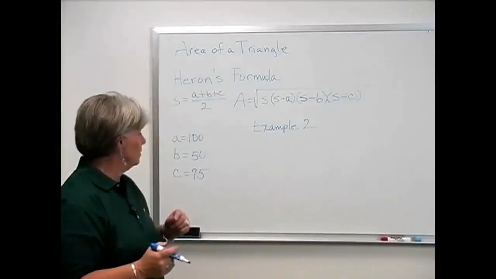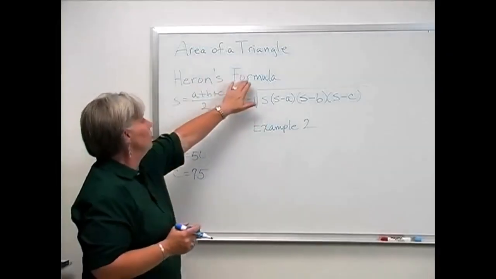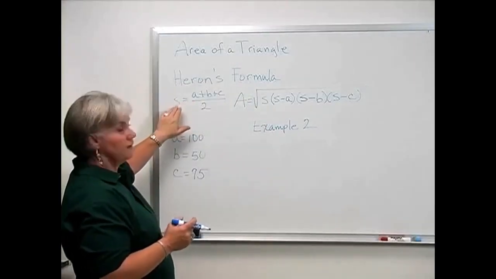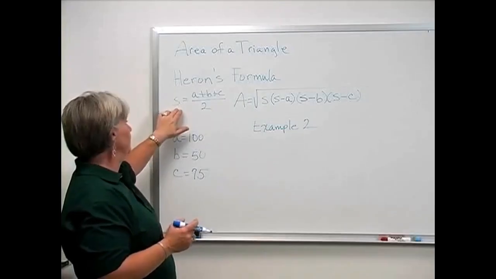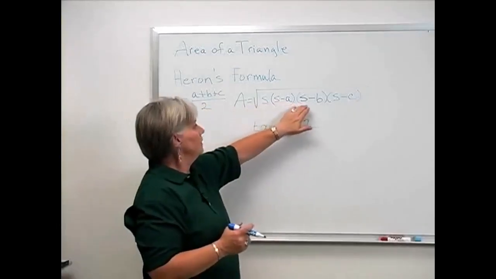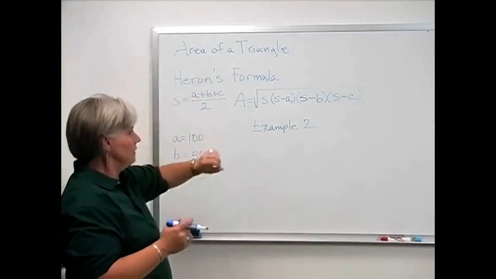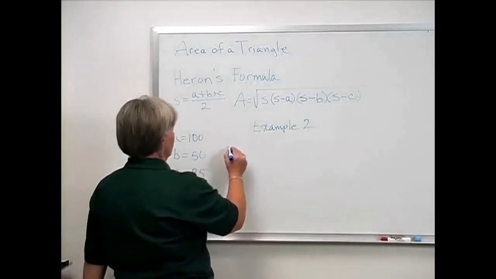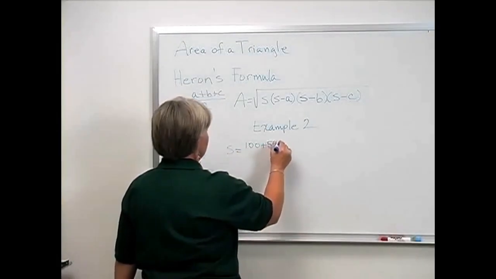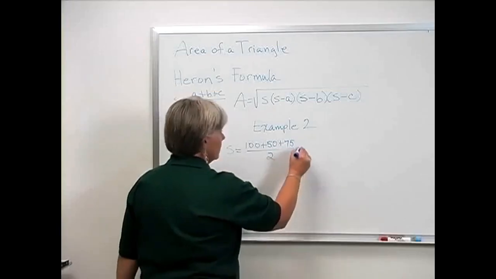If you know the measurement of three sides of a triangle, you can use a formula called Heron's formula. Now, it takes a little bit of calculation, but it's not difficult to use. First, you find a value s. That's the semi-perimeter. It's the sum of the three sides divided by 2. And then it's just a matter of substituting these values into the square root and calculating it. So let's see what we get here. So we have s is 100 plus 50 plus 75 divided by 2.